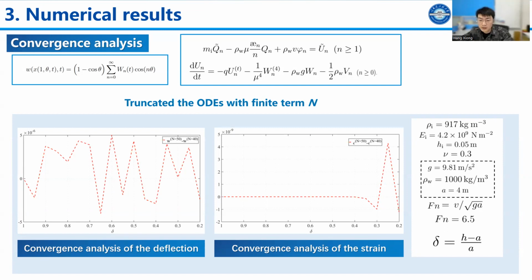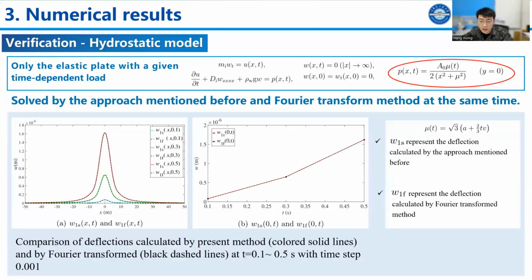And then is the validation. Firstly, a hydrostatic model is provided here, and it is only the elastic plate with a given time-dependent load and also including the hydrostatic force. This problem is solved by the approach mentioned before and the Fourier transform method at the same time, and then the results calculated by the two methods are compared here.